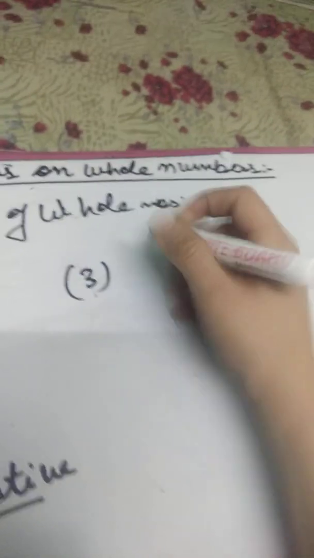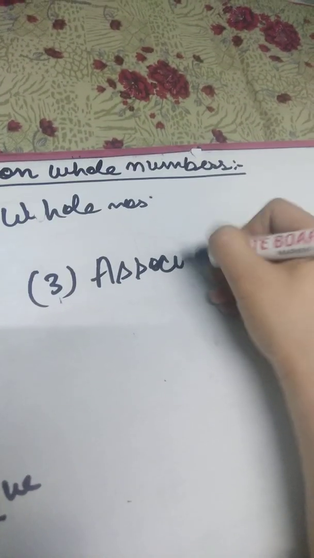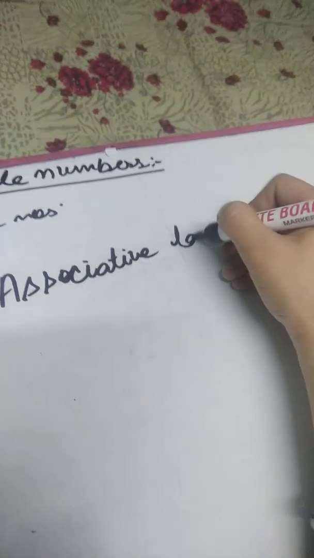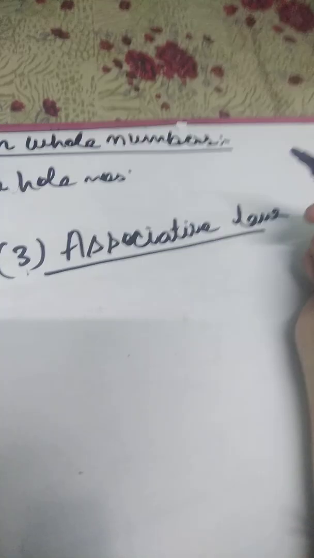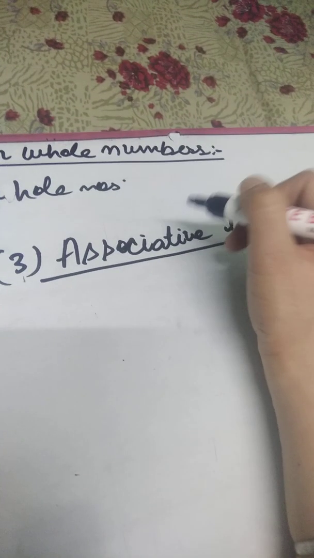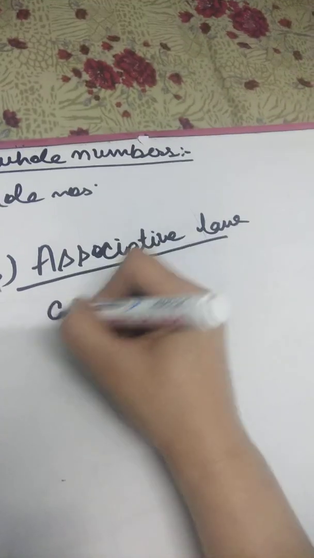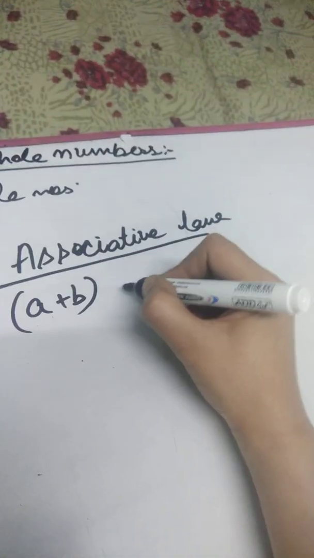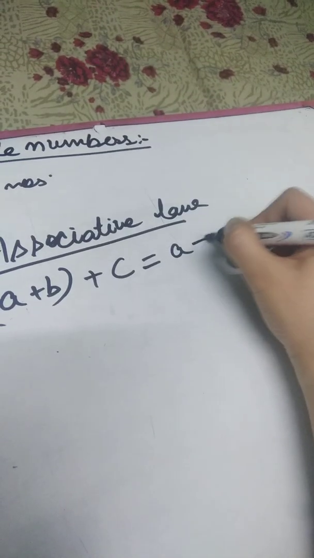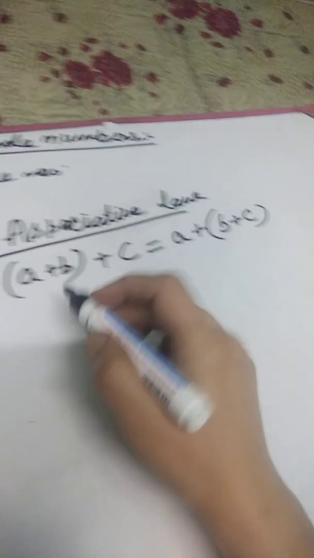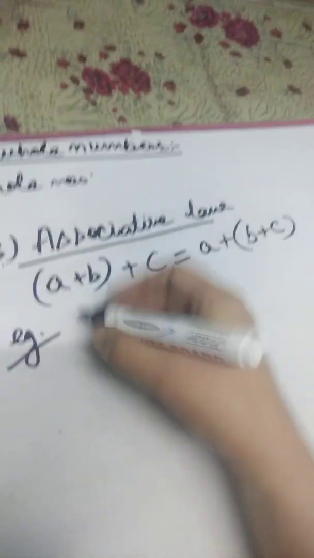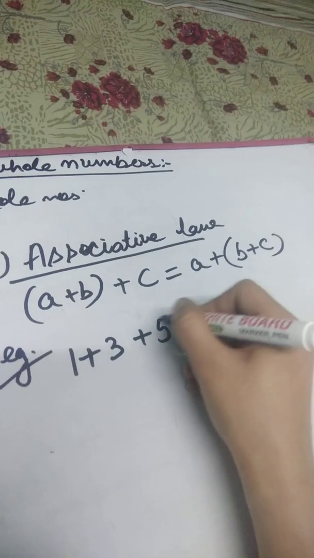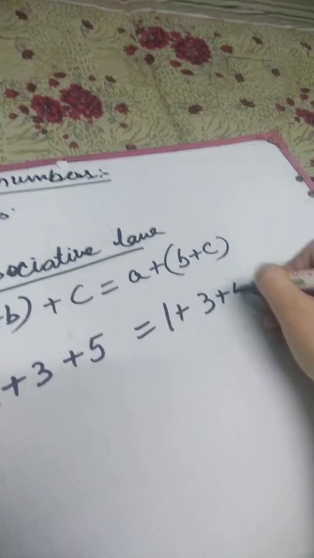Now after this we have the associative law, law number 3. The associative law of addition says the addition of whole numbers is associative. If A, B, C are any whole numbers, then A plus B plus C is A plus B plus C with different grouping. If you look at this simply, it means I have written three numbers. Let me show you by an example. I say 1 plus 3 plus 5. Here also I write 1 plus 3 plus 5.